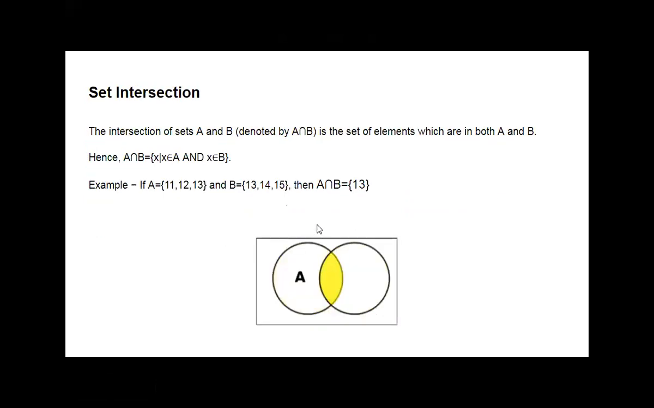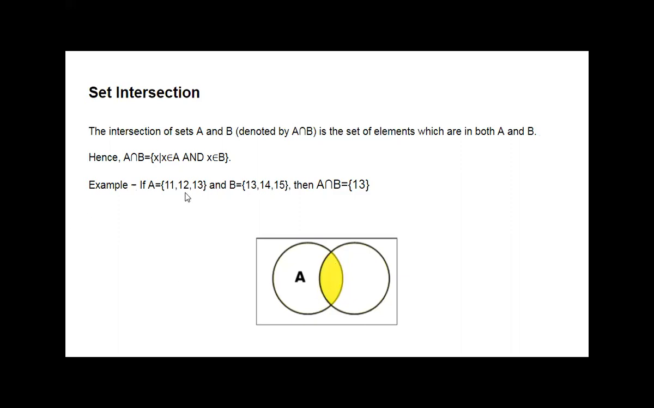Then comes the set intersection. Intersection of sets A and B is denoted by A intersection B, with this inverted U. It is the set of elements which are in both A and B, only the common elements. It is the set A, it is the set B. Only the common elements come under the set intersection.